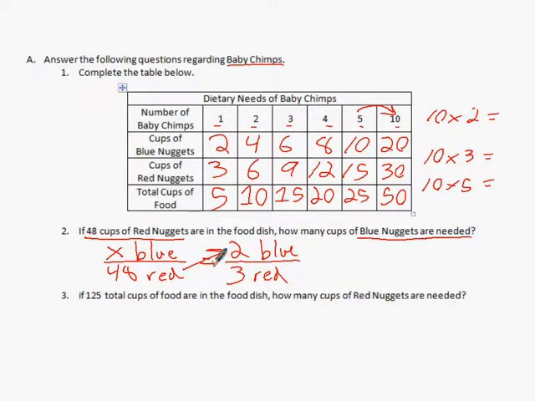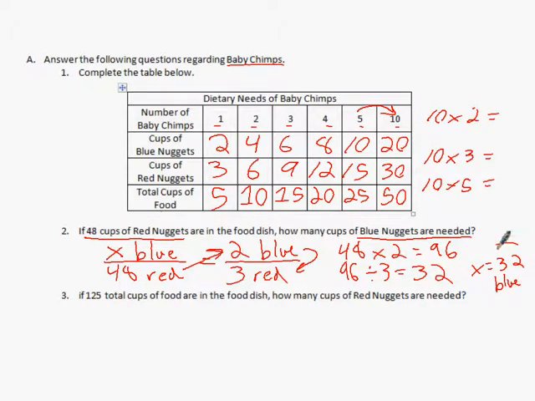So 48 times 2 equals 96. Now we divide by 3. 96 divided by 3 equals 32. So X equals 32 blue. Okay, now let's move on to number 3.